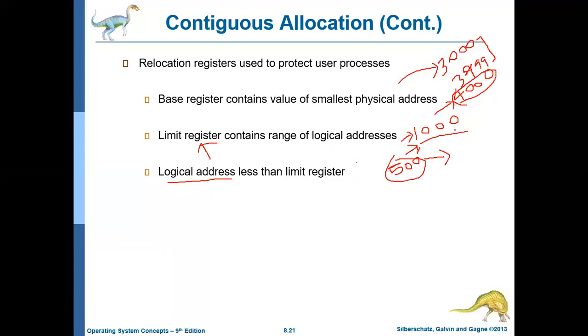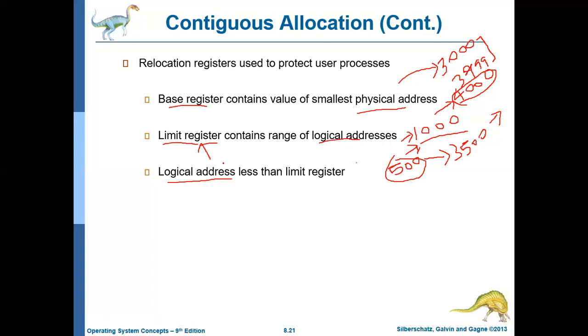What is the base register? 3000. So the resultant address will be the physical address. So the resultant address will be what? 3500. Now the CPU will be allowed to access the location 3500. Okay, so this is how the concept of logical and physical address works, right? Whatever is stored in the base register will always be a physical address. Whatever is stored in the limit register will always be a logical or relative address.